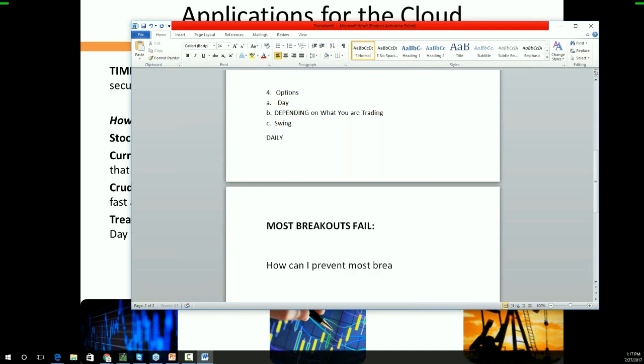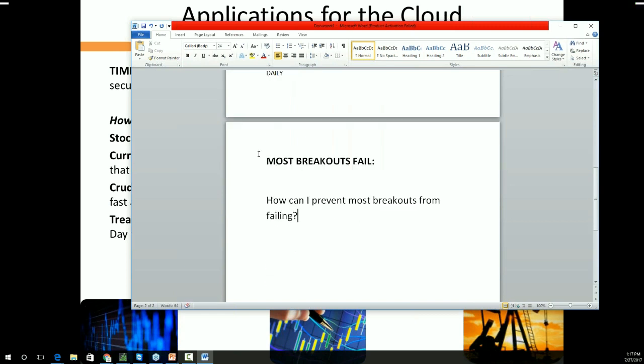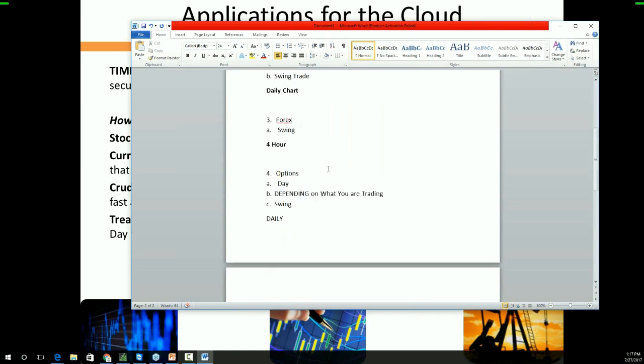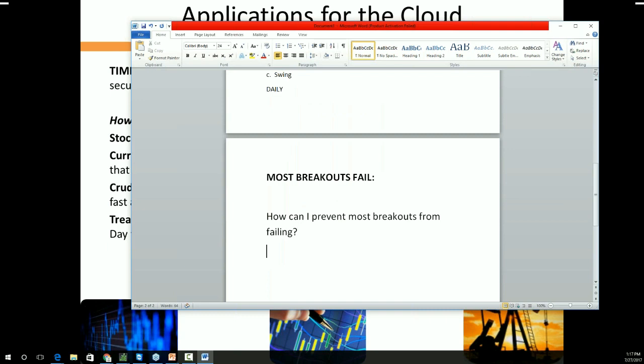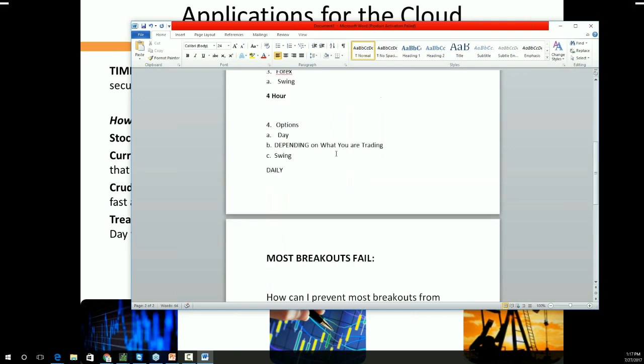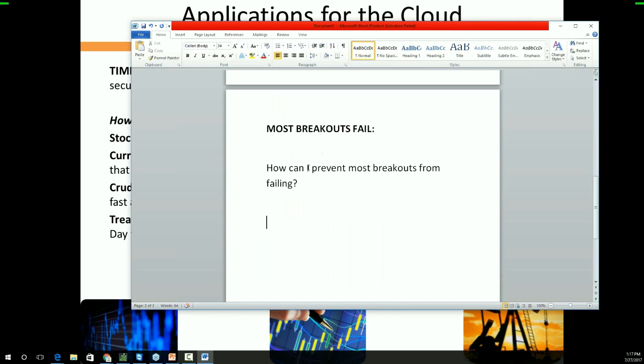So I wanted to come up with a system that said, hey, how can I personally prevent most breakouts from failing? Okay, and my answer was to trade using multiple time frame analysis. So I'm tweaking my strategy from trading on a breakout of whatever time frame, and I'm confirming all these setups on multiple time frame analysis. I'm combining them and saying, hey, how does it look on this time? How does it look on this time? How does this look on this time?